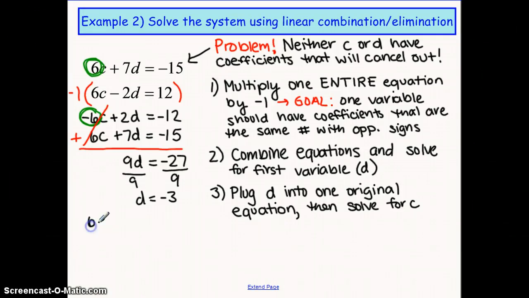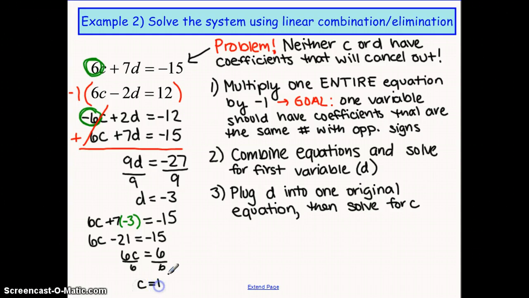So if I pick the first original equation, 6c plus 7d, but instead of d, I'm going to put in my -3. So I just need a 7 in there. So 6c plus 7 times -3 equals -15. I know that this is 6c minus 21 equals -15. And I'm going to add 21 to both sides, which gives me 6c equals positive 6. Divide by 6, and we get that c equals 1.